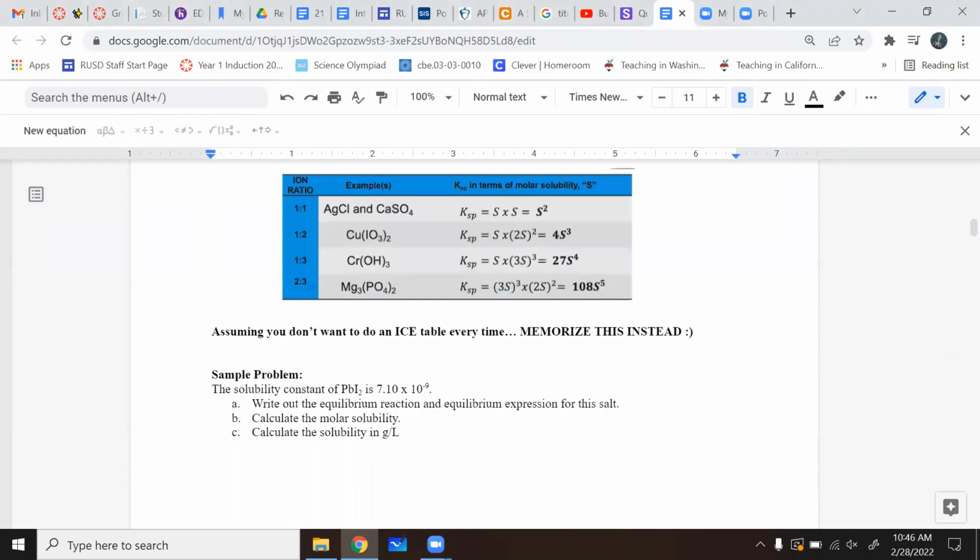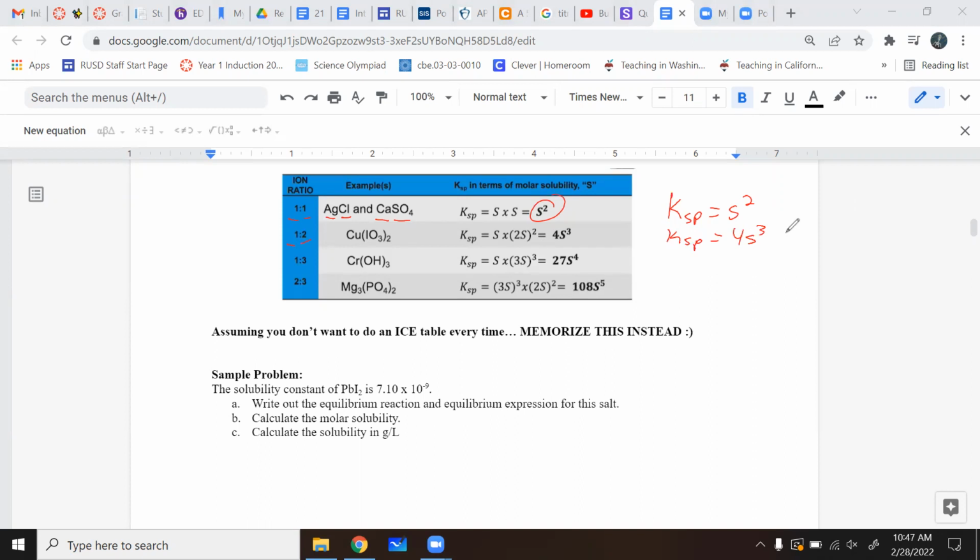Because I know that even though we super love ice tables, sometimes they can be tedious, there is this very helpful table that allows you to not do an ice table every single time you have to figure out a molar solubility. So if you have a salt that has a 1-to-1 ratio of cation to anion, so silver 1 chloride or calcium sulfate would be excellent examples of 1-to-1 ratios, your KSP is equal to S squared. If you have a 1-to-2 ratio of cation to anion, your KSP value is equal to 4S cubed.